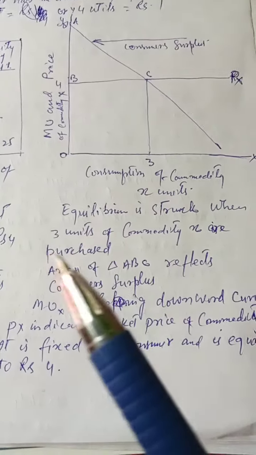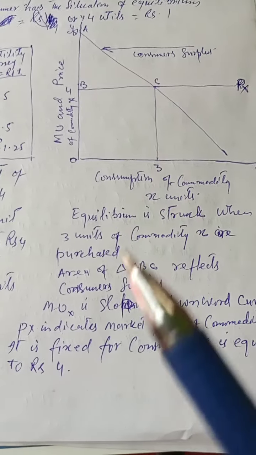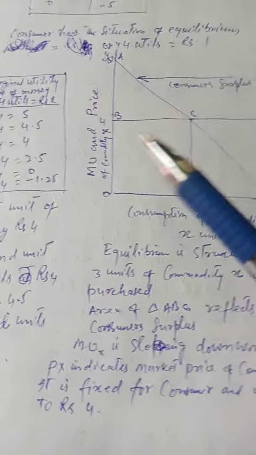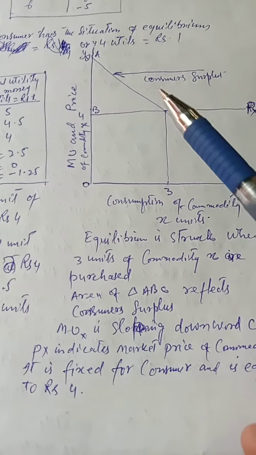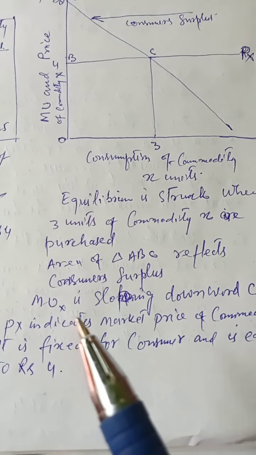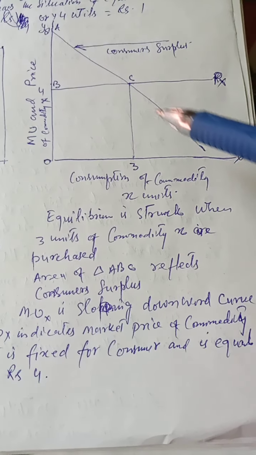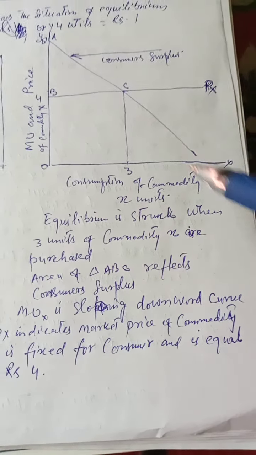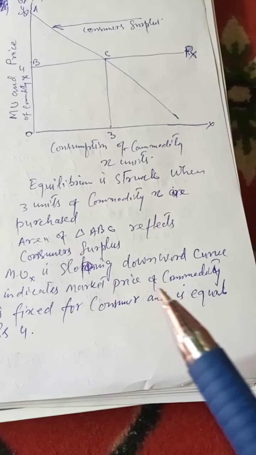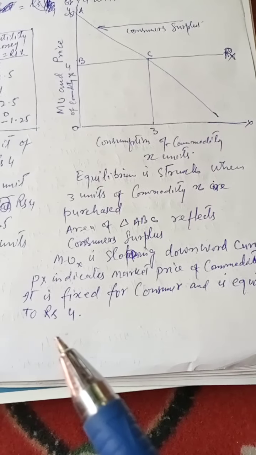Equilibrium is struck when the third unit of commodity X is purchased. Here is its equilibrium. Area of triangle ABC reflects consumer surplus. This is the consumer's surplus, triangle ABC in the diagram. Marginal utility of X is a downward sloping curve. This is a downward sloping curve. See, this curve slopes downwards. Px indicates the market price of the commodity. It is fixed for the consumer and is equal to rupees 4.